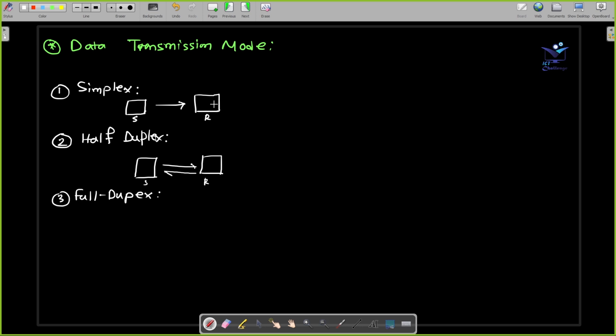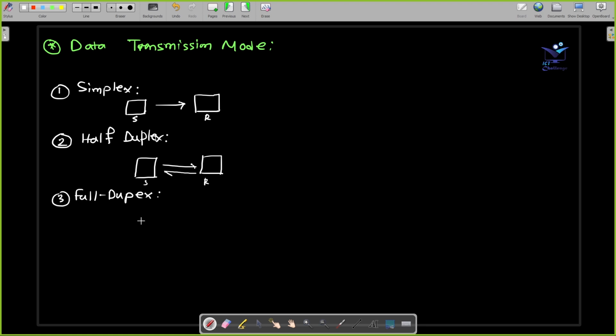And what is the simplex data transmission? This is the example of keyboard to computer. This is a simplex data transmission system. We can transfer only from the keyboard to the computer, we can't receive from the computer to the keyboard. So this is simplex, and half duplex is where both sides of data transmission should be available, or possible, but not at the same time.